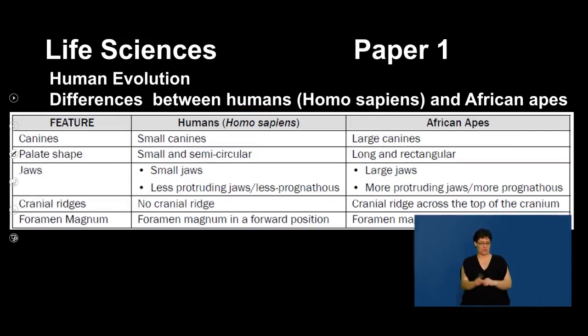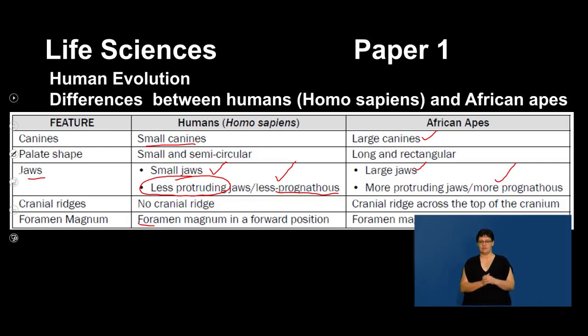So we can look at the canines. They are much smaller in humans, whereas in African apes, as I mentioned, much larger. The jaws, again, much smaller in humans, much larger in apes. We spoke about the protruding lower jaw, and we referred to that as prognathism. So humans have less prognathism, whereas your African apes show significantly more protruding lower jaws.